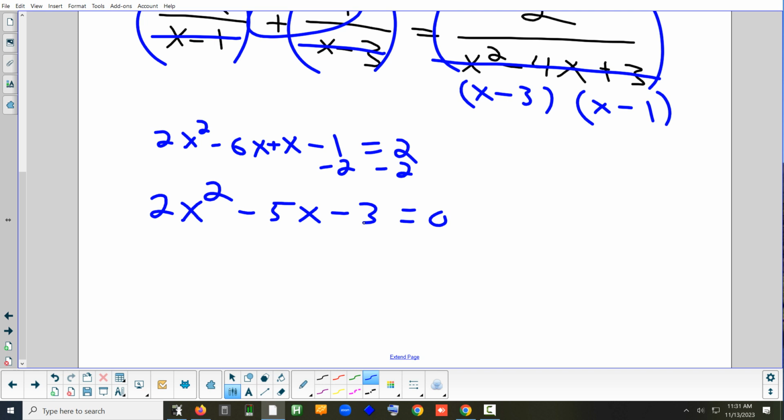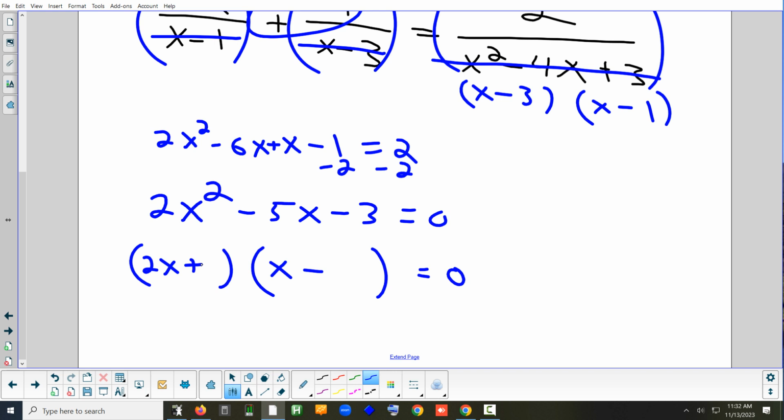Okay, I think that's going to factor. If it didn't factor, we could try to solve it with the quadratic formula. But that is going to factor. What does our first term have to be in each parenthesis? A 2x and an x, yep. What about your signs? You have a negative in the middle and a negative constant. One would be negative, one would be positive. I would try them in that order. If it doesn't work, you can always just switch it.